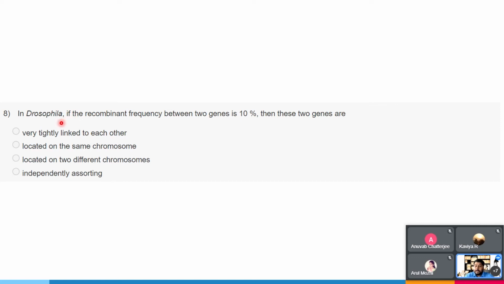The next question is, in Drosophila, if recombinant frequency between two genes is 10%, then these two genes are, four options: very tightly linked to each other, located on the same chromosome, located on two different chromosomes, and independently assorted. Okay, so anyone wants to try and answer this? One and two. Very tightly linked to each other and present on the same chromosome. Actually, only one option is correct, so we have to choose the most relevant option.